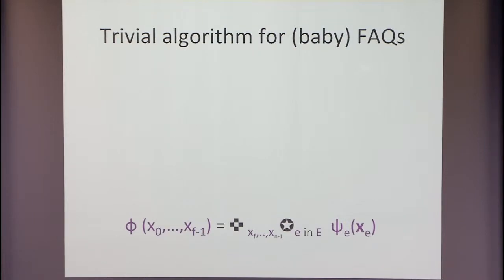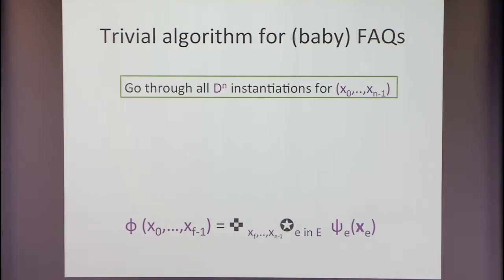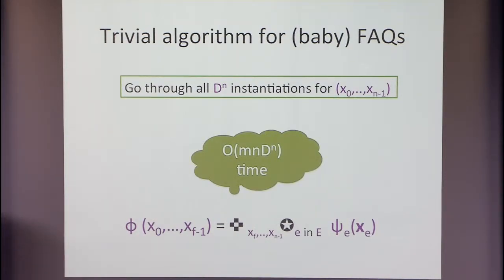Okay? All right. So here's a very trivial algorithm that you can solve the baby FAQ problem. In fact, you can solve the more general version too. It's just essentially brute force. So go through all possible D to the capital N instantiations of x0 up to xn minus 1. Then substitute the values here, compute this value, and do this product, compute this for all x0 to xn minus 1, and then do the summation. Okay, so you just basically brute force everything, and you can do it in mn times D to the n. Does that make sense?